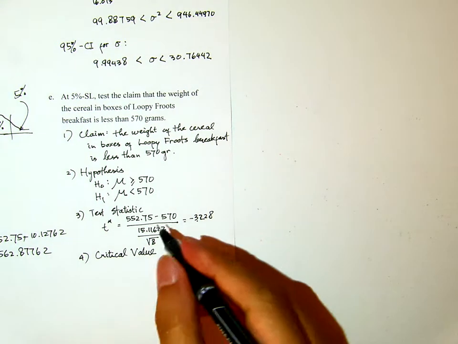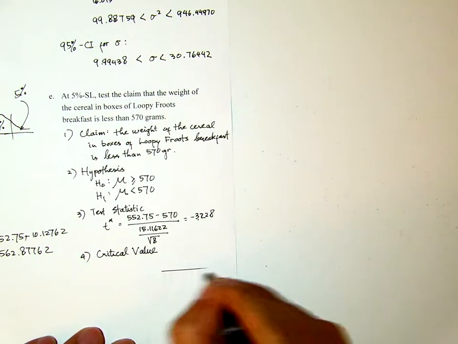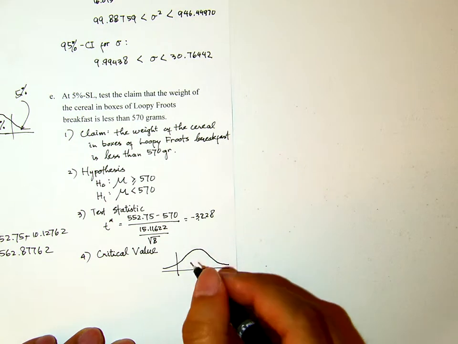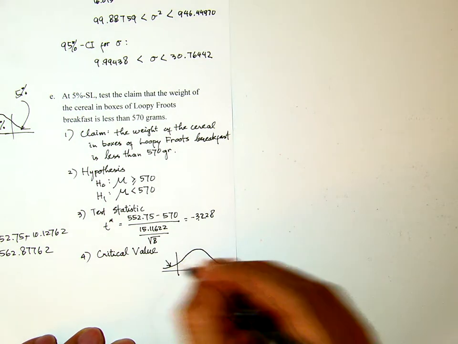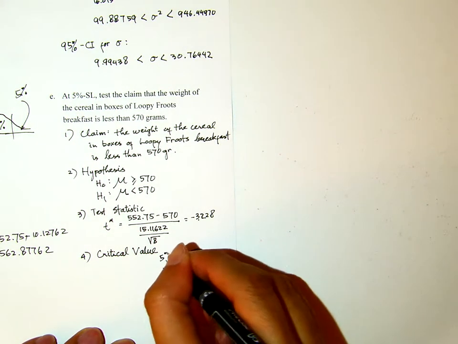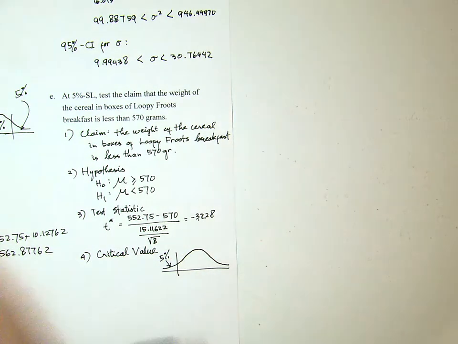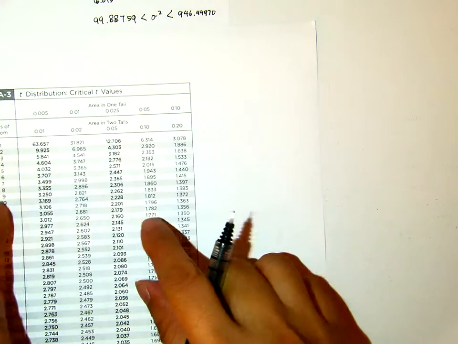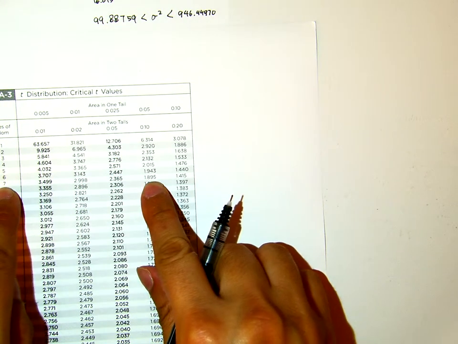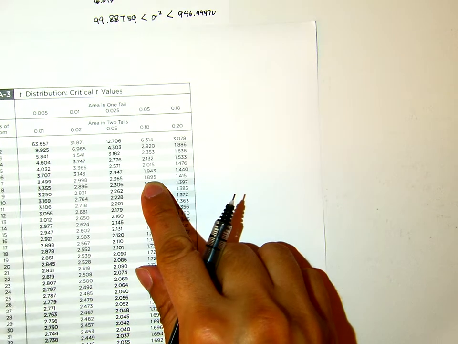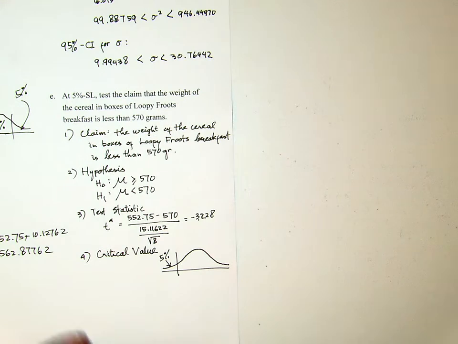Now, step 4, the critical value. I will be looking at the t distribution. Let me draw it first. It's a one-tail test, it's a left tail, right? And the area here should be 5%, the left tail area, one tail. The degree of freedom is 7, left tail, 1.895.